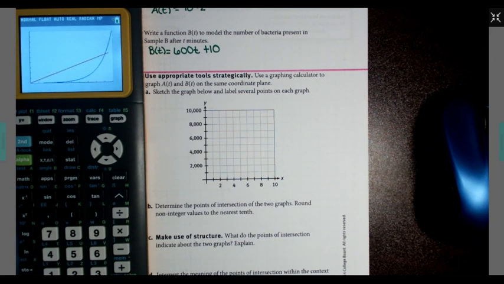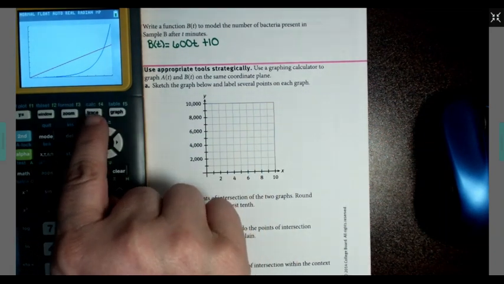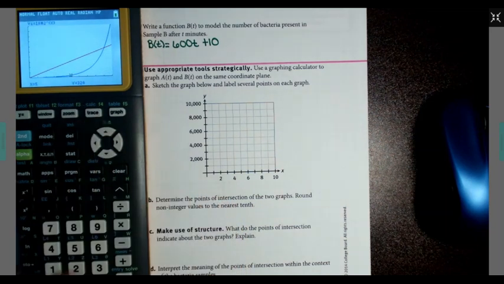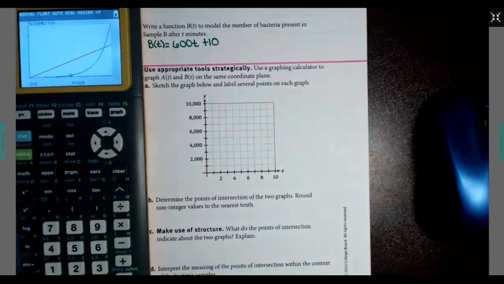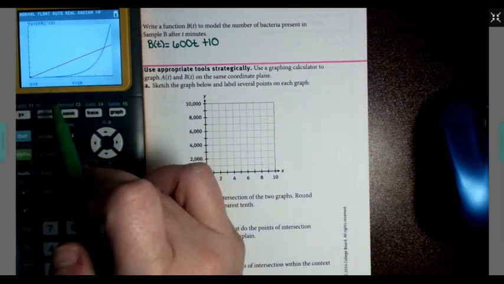Okay. All right, looks like we have some things going on here. All right, I want to graph a couple of points on my A of T, and then I'm going to graph a couple of points on my B of T. Okay. So I'm going to go to the key that says trace. And I want to make sure first it says Y1 up here. That's my A of T. So I'm going to type in the number 0. At 0, we had 10.